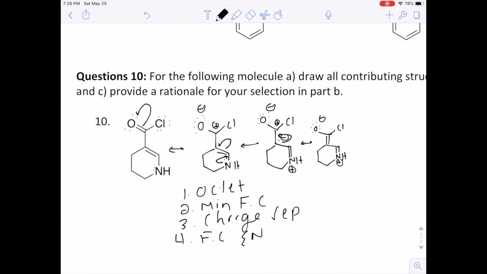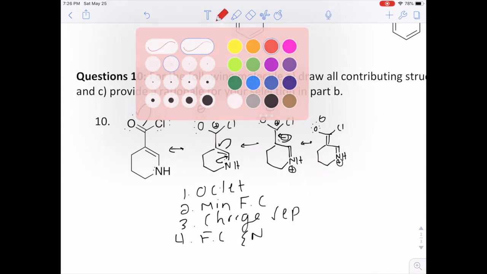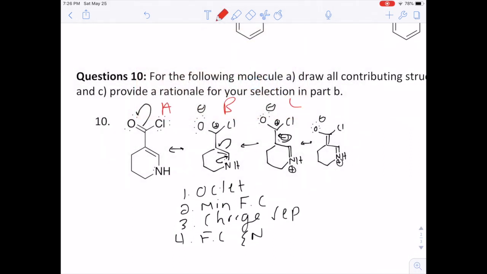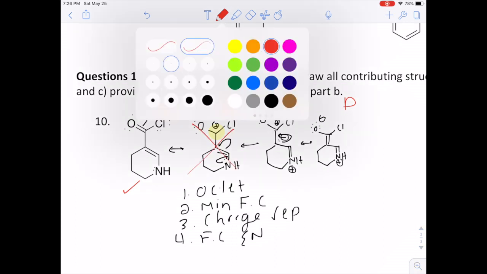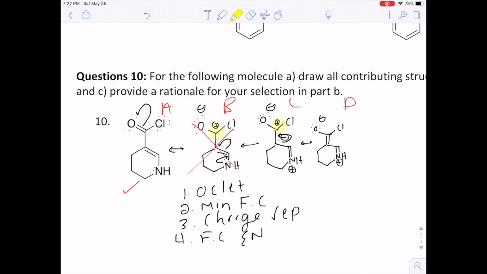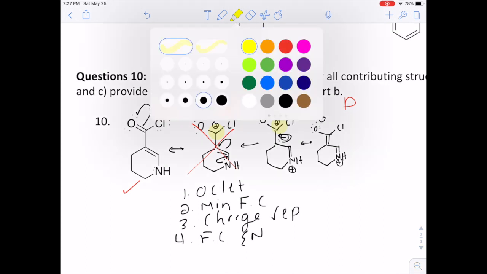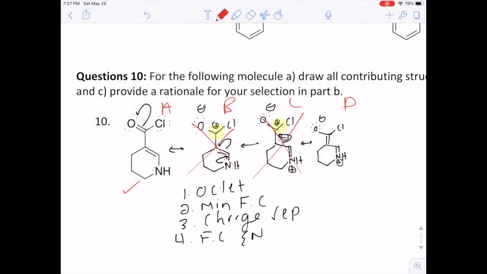The first thing is the octet rule. Well, let's just label these structures: A, B, C, and D. So A, yes, we satisfy the octet rule, definitely a contender. B, we don't satisfy the octet rule because this carbon is electron deficient. See, that's a positive charge there? So that means that this one cannot be the major contributor. For C, we see that we also have that carbocation right here. So that's also an electron deficient species. It violates the octet rule. So nope, that can't be the major contributor. And D is good with the octet rule.